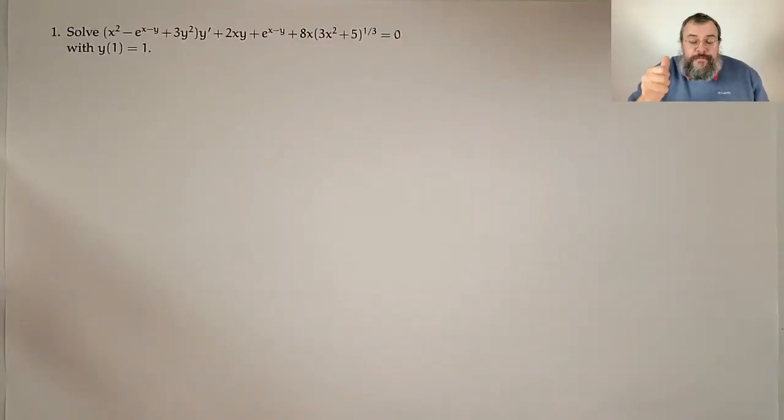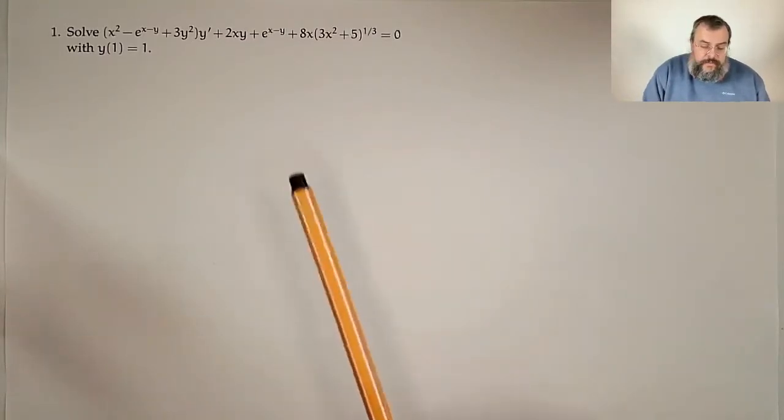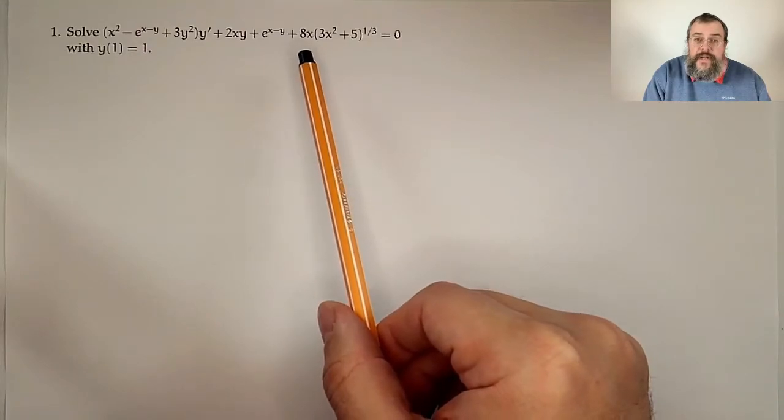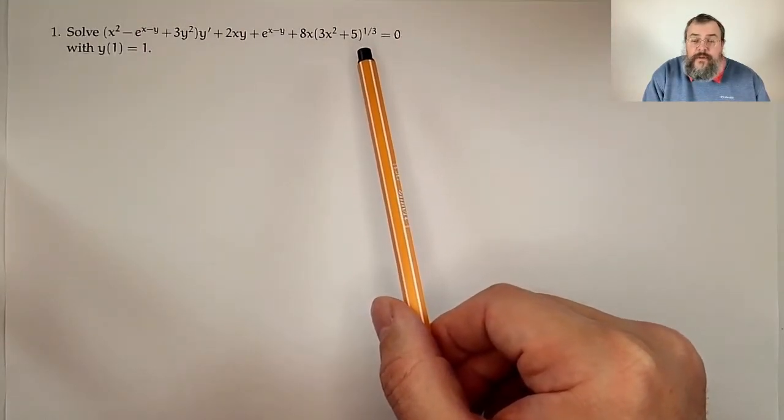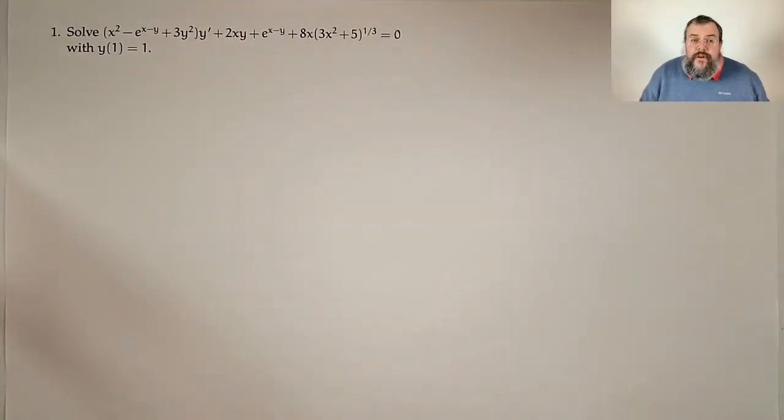Let's get going. First problem. Solve, there's a lot of stuff here. So there's this expression, (x squared minus e to the x minus y plus 3y squared) times y prime, plus (2xy plus e to the x minus y plus 8x)(3x squared plus 5) to the 1/3 equals 0, with y of 1 equals 1. Now, when you look at this, you might say, oh my God, hopeless, right? Hopeless. There's all these things mixed together.